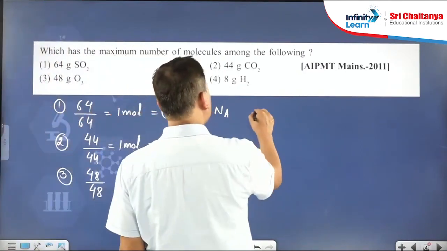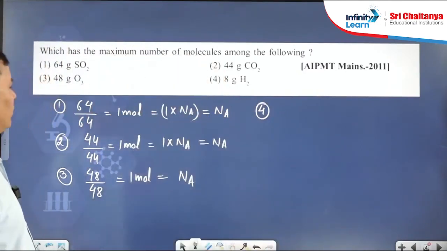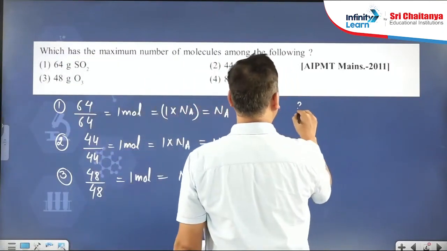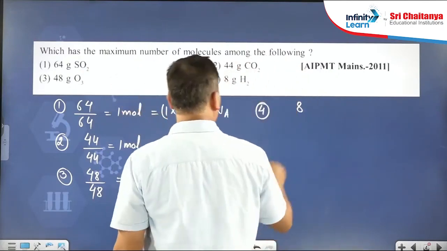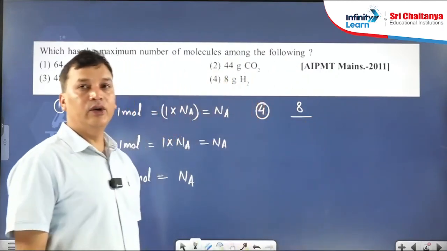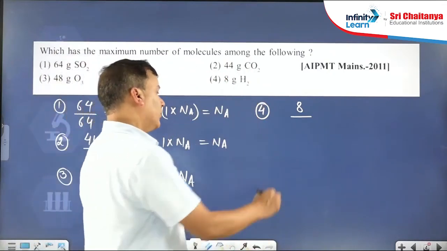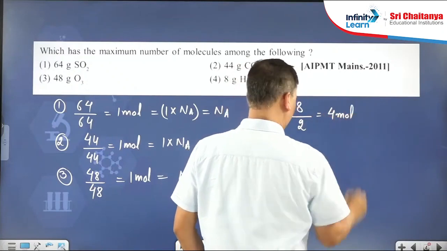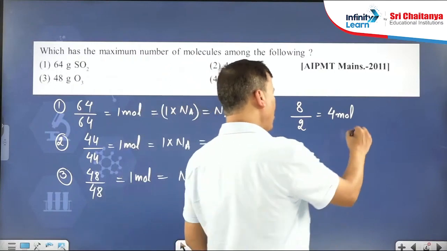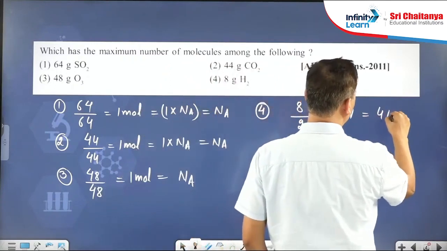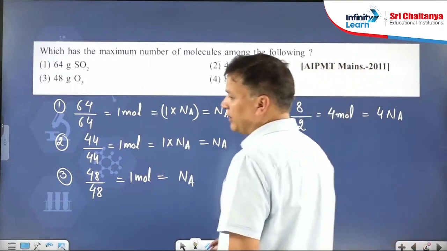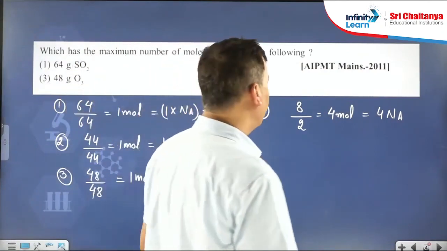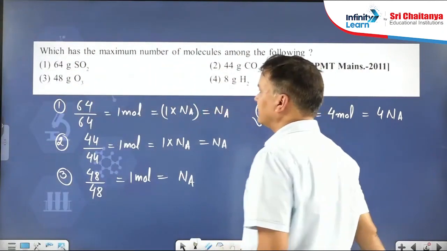So dear student, option number 4. So you just look at the question now. Here is how much gram of hydrogen is there? There is 8 gram. First of all, we have to convert this into the number of moles. So 8 upon 2, how many moles are there? There are 4 mole. So dear student, now mole can be converted into the number of molecules. 4 Na molecules are there. So please tell me in which the number of molecule is maximum.